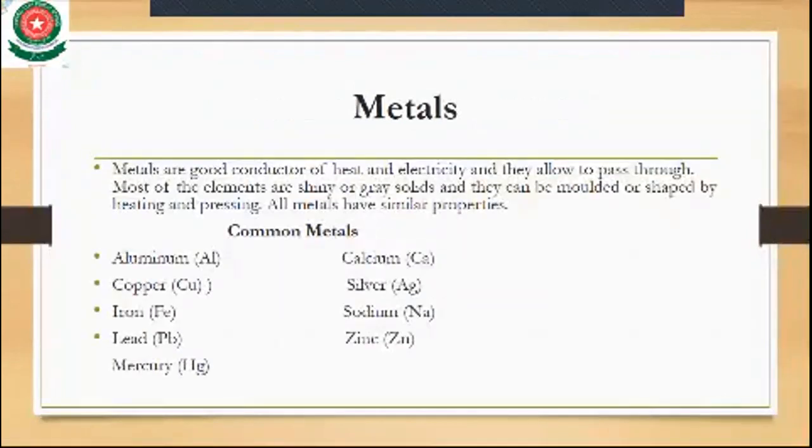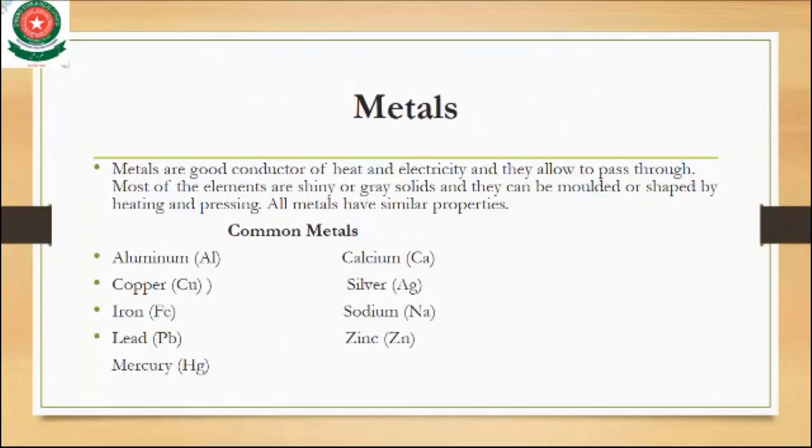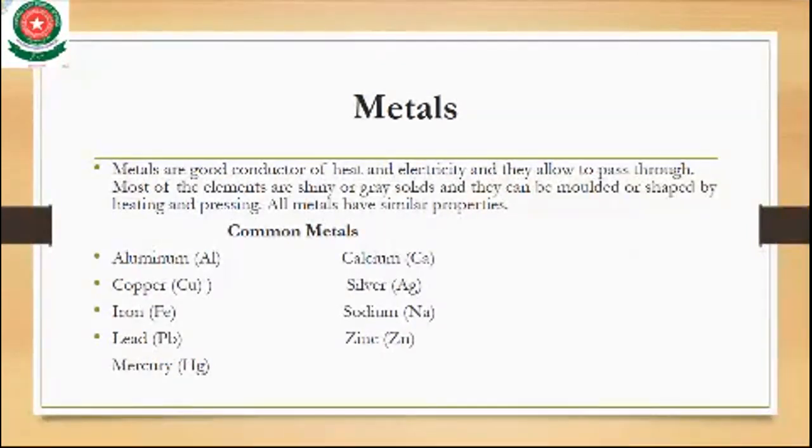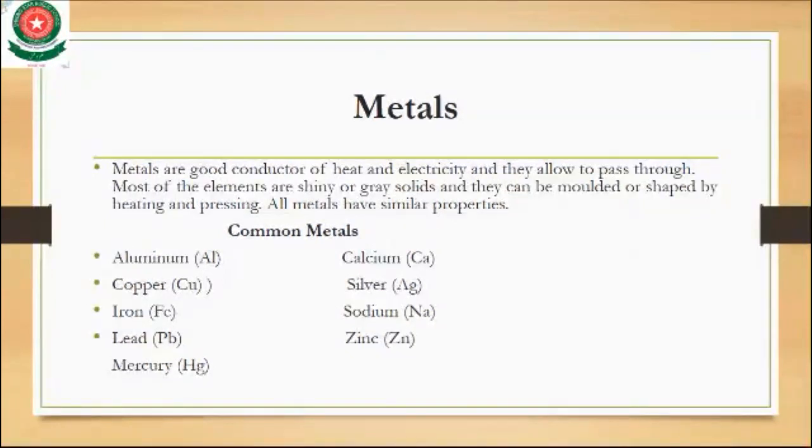What is metal? Metals are good conductors of heat and electricity, and they allow electricity to pass through them. Most metals are shiny or gray solids, and they can be molded or change their shape by heating and pressing. All metals have similar properties.